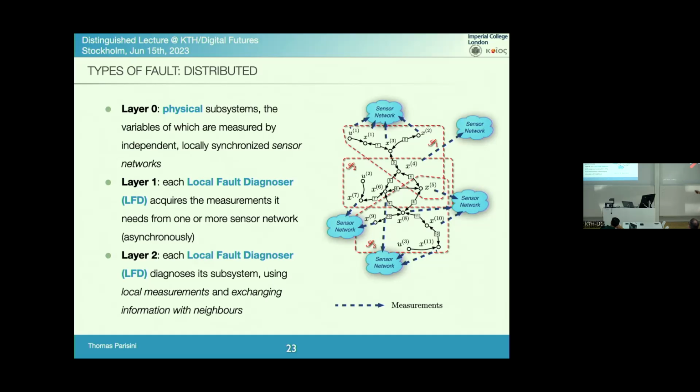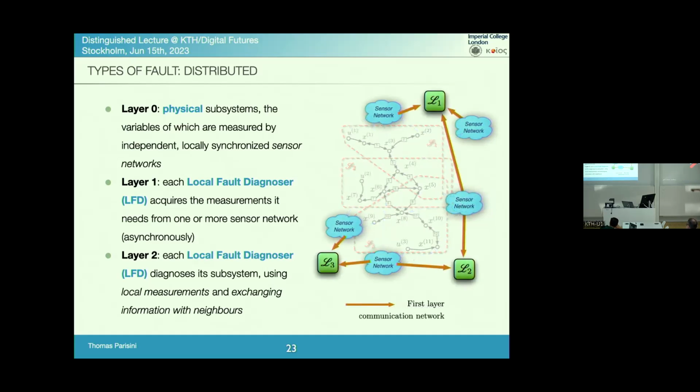That means that now you need a second layer, layer 1, okay, where you have your local fault diagnosis units, okay? What are those doing? They acquire the measurements each one needs from one or more sensor networks, okay? And that means that you have this layer here where you have, in this case, 3 subsystems. So I have 3 local diagnosis units, okay? And you see that these units are getting information from more than one sensor network.